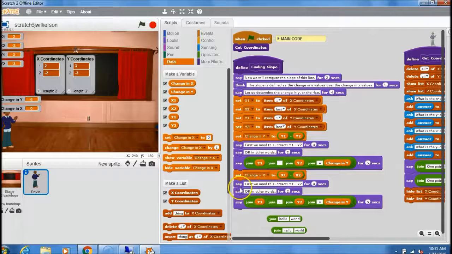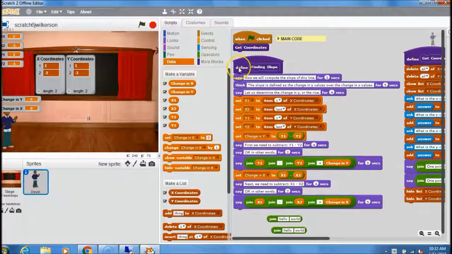So now it says, in our explanation, first we need to subtract, not y1, but x1 from x2. And not first, I guess I should say, instead, next, or second. Next, we need to subtract x1 from x2. Or, in other words, let's get rid of the same y1. We want it to state x1 minus x2. Notice whenever I just drag something over here, it just erases it. So x2 equals, not change in y, but change in x.